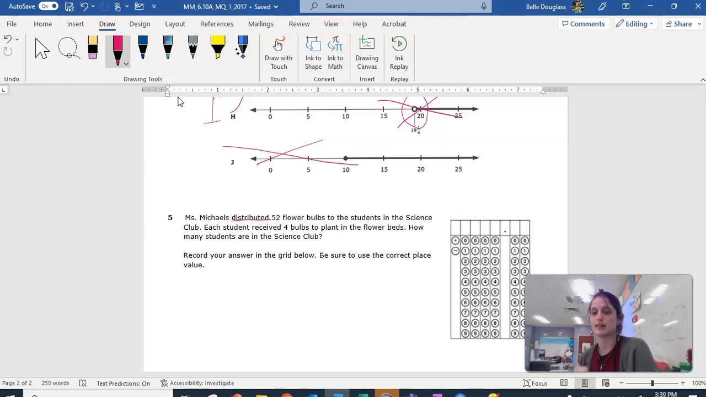Handing out, distributing is a division problem. So we are going to divide 52 divided by 4. Will tell you how many kids you're allowed to have in the science club so that you can give 4 flower bulbs to everybody. And that's it. That's our homework.